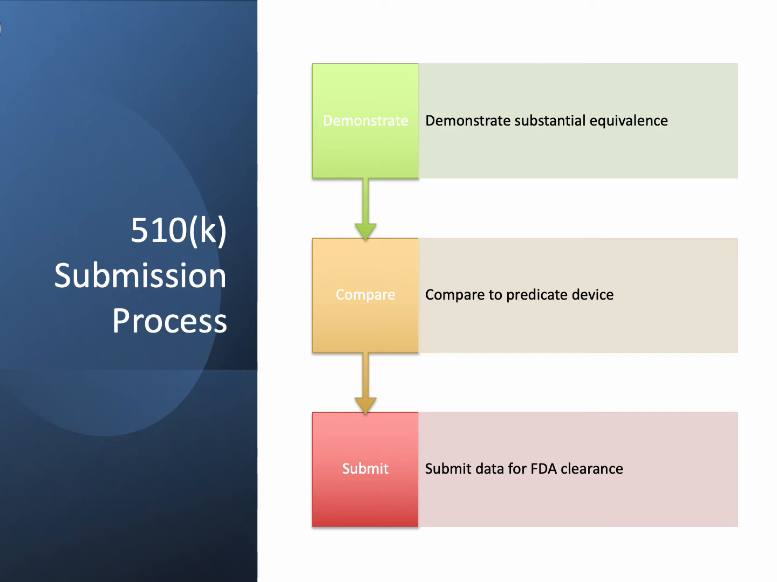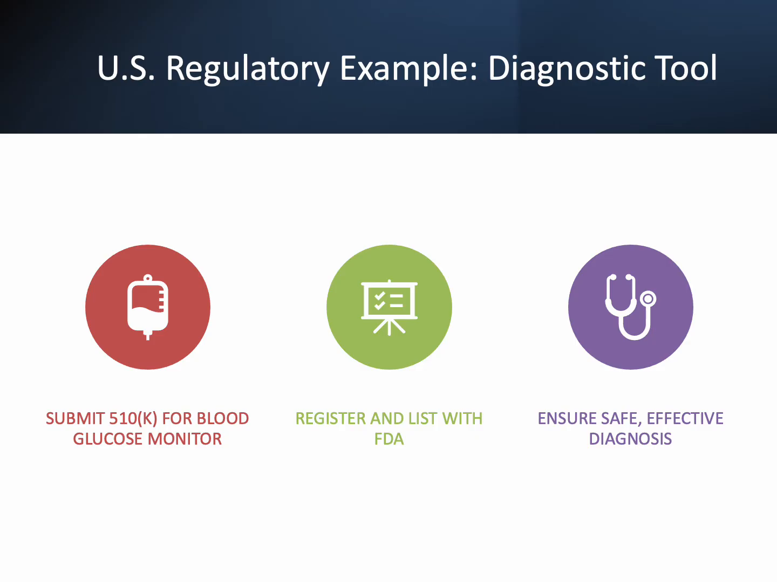By mastering 510(k) submissions, you'll secure efficient FDA clearance. This slide transitions to U.S. regulatory examples, where we'll explore specific cases. Following the 510(k) process, let's explore a U.S. regulatory example. A blood glucose monitor.